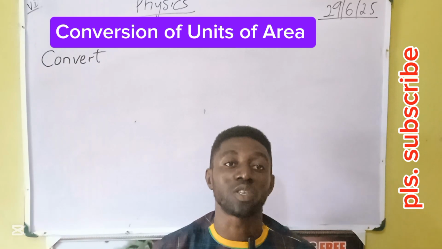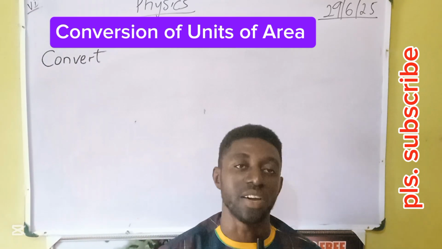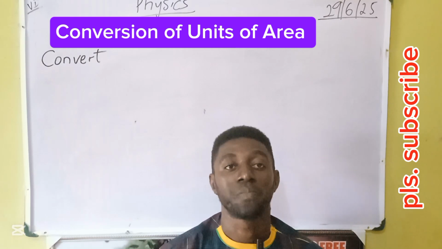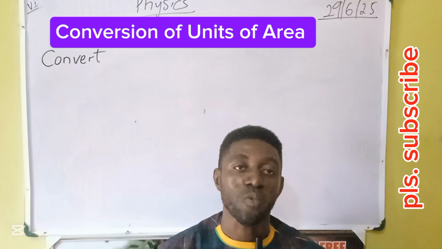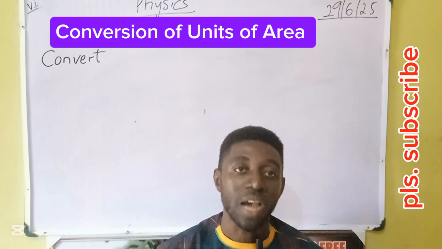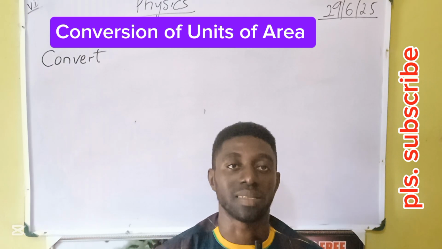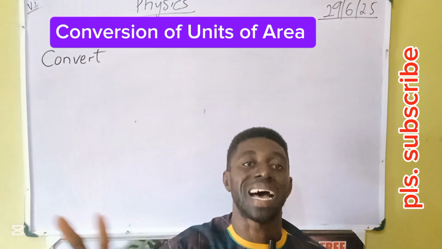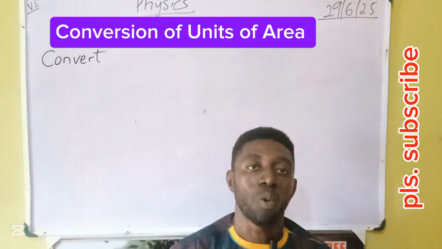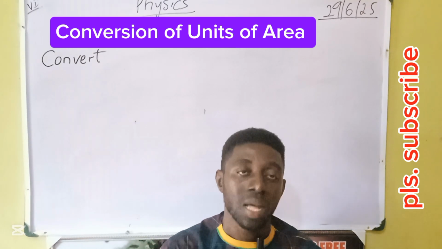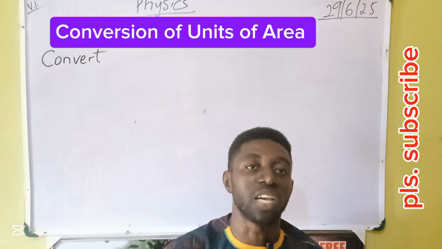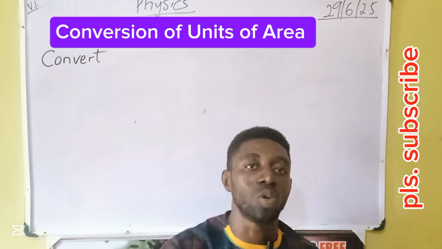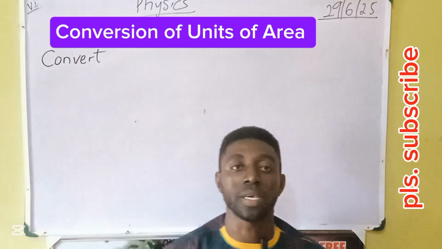Our topic of interest today is conversion of units of area. Recall, area is a derived quantity derived from a fundamental quantity called length. When you have two lengths, you talk of area. When these lengths are unequal, it's also area. Then we can now say that area is length times length, or length times breadth, or length times width. Area is two dimension. We consider two lengths. Length is one dimension.